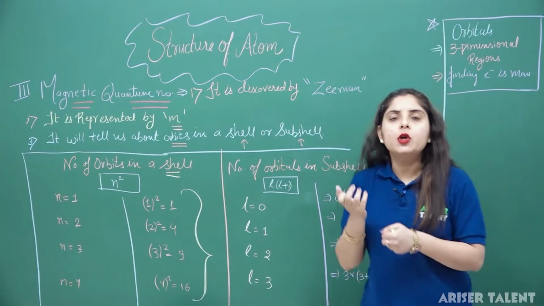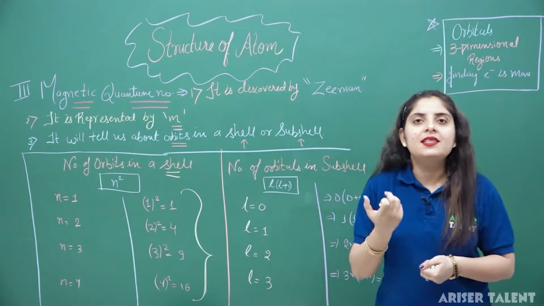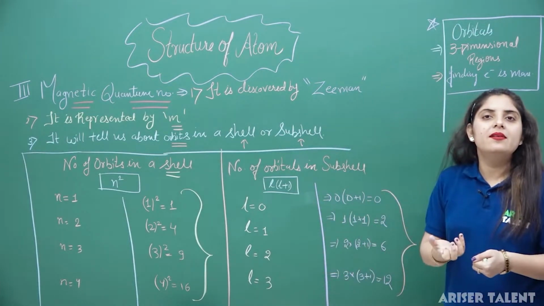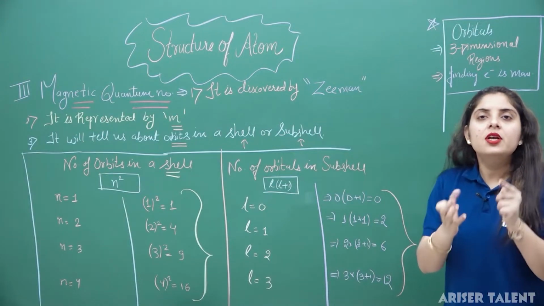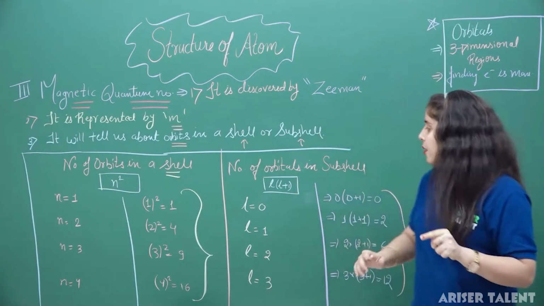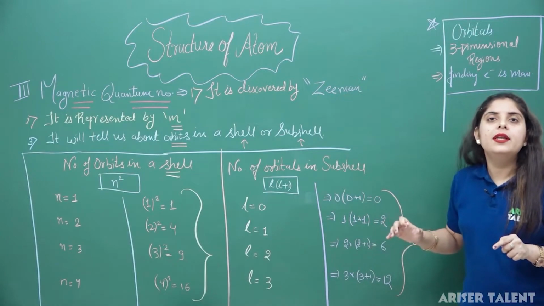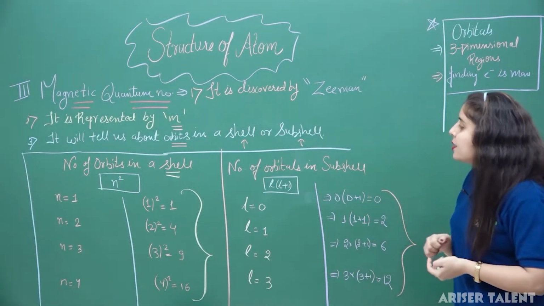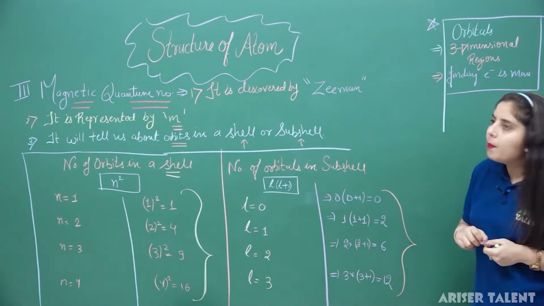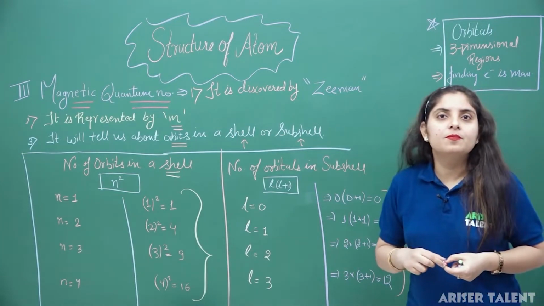So the magnetic quantum number basically tells us about the number of orbitals and the direction in which the orbitals are oriented. So it is all about calculating the number of orbitals in a shell or subshell. If someone wants to copy it, please copy it now.